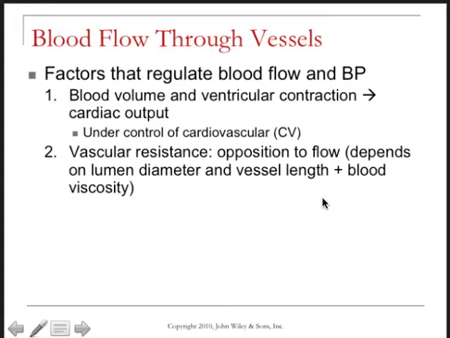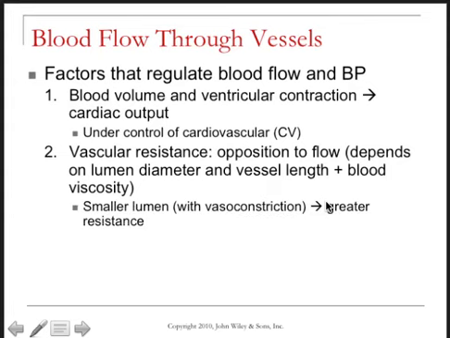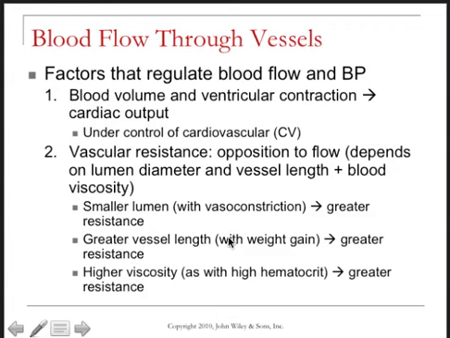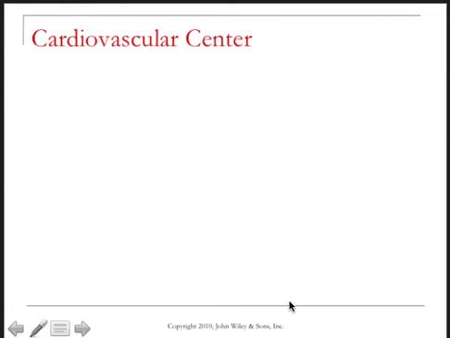Basically, an extremely viscous solution would be something like maple syrup, and a solution that's not viscous would be something like pure water or even alcohol. Okay, so as blood viscosity changes, as the amount of formed elements and the amount of solutes in the blood plasma goes up, the viscosity goes up, the resistance to flow goes up, and the result is that the rate of flow goes down. So smaller lumen occurs with vasoconstriction. This leads to greater resistance. The greater the vessel length, the greater the resistance, and the higher the viscosity, the greater the resistance.